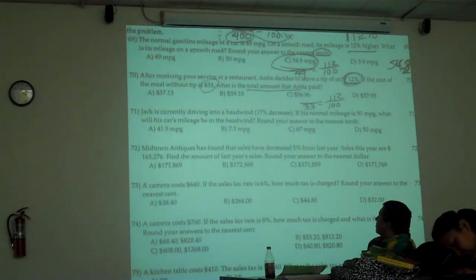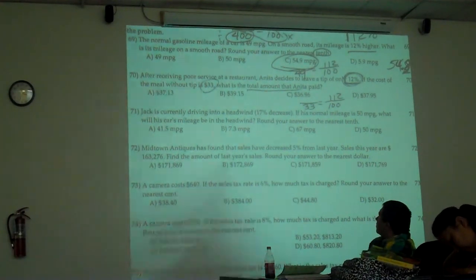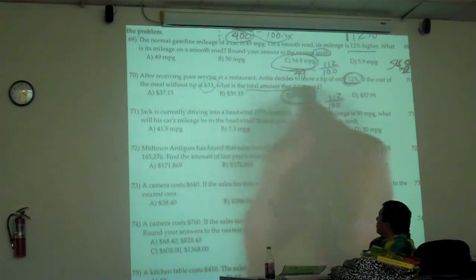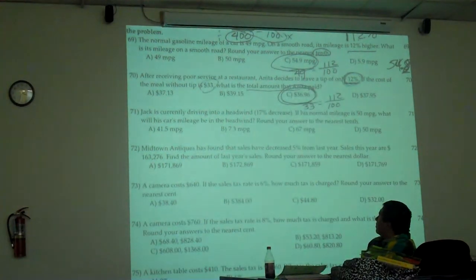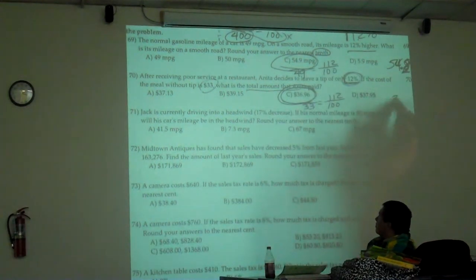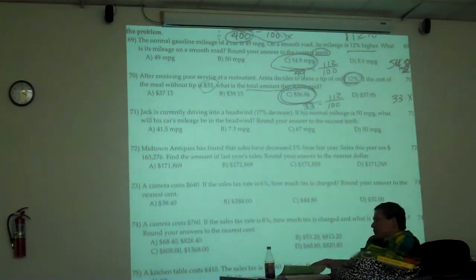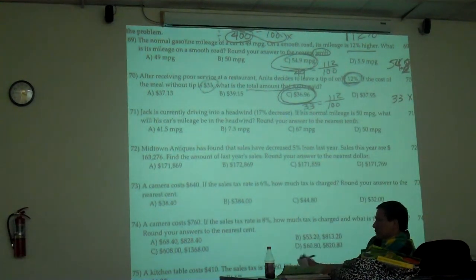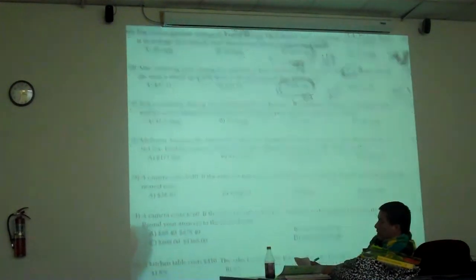36.96? Okay, 36.96. Yeah, you can do it this way, or you can just do the number times 1.12 if you want. Either way. So you just add 100. It's still the same thing. You still divide it by 100. You can do it this way or this way.